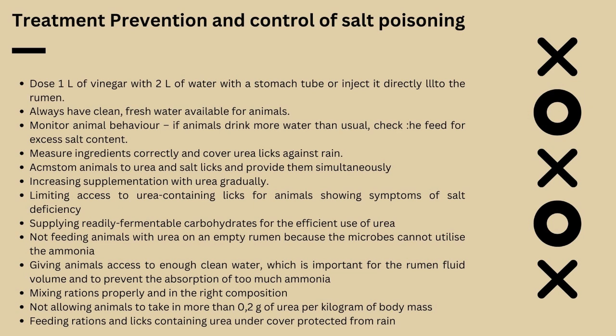Giving animals access to enough clean water, which is important for the rumen fluid volume and to prevent the absorption of too much ammonia. Mixing rations properly and in the right composition. Not allowing animals to take in more than 0.2 g of urea per kilogram of body mass. Feeding rations and licks containing urea under cover protected from rain.